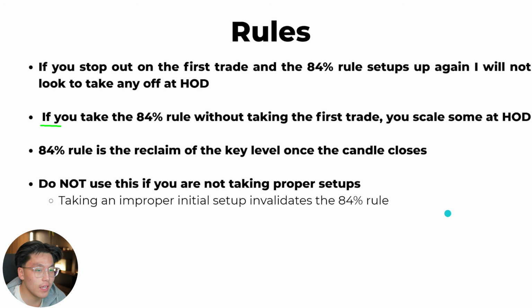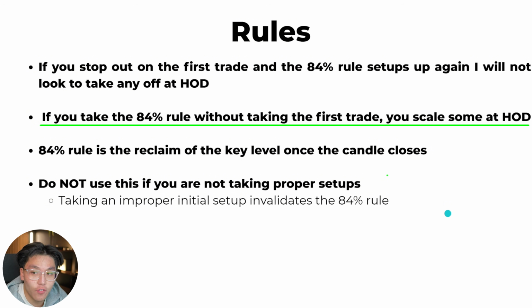Next, if you take the 84% rule without taking the first trade, you can take some off at high of day. The 84% rule can be used without actually taking the first trade. Most people don't know this, but basically the 84% rule is a reclaim trade. There might be some circumstances where you don't like the context of the first trade. Maybe you can avoid it if it's a choppy market, maybe the confluences aren't right, maybe the price action cues aren't looking the greatest. So there's a possibility that you can take the 84% rule without actually taking the original trade.